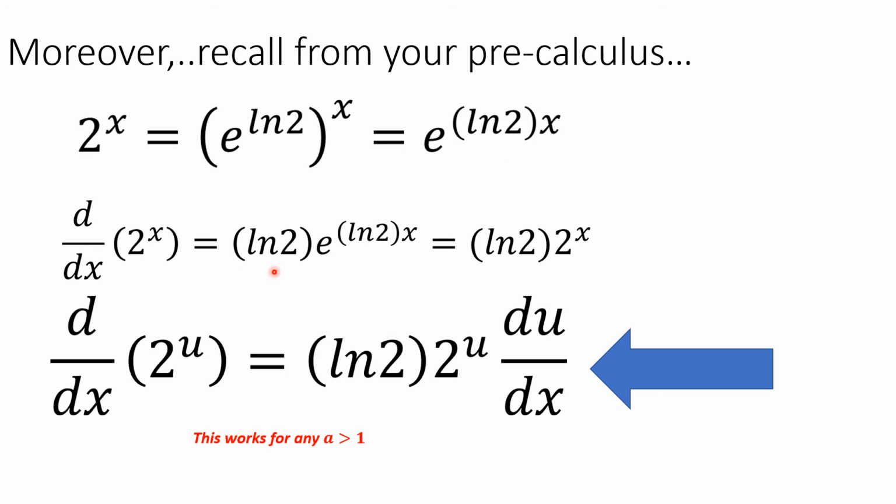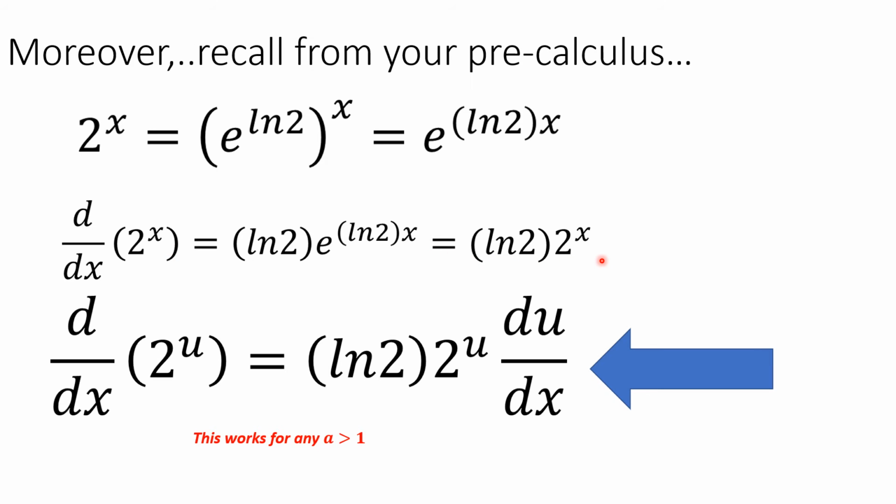but that's a constant, so I get the derivative of 2 to the x is the natural logarithm of 2 times e to the ln 2 x, but e to the ln 2 in the middle here is really just 2, so this formula can be simplified. So the derivative with respect to x of 2 to the x is the natural logarithm of 2 times 2 to the x.